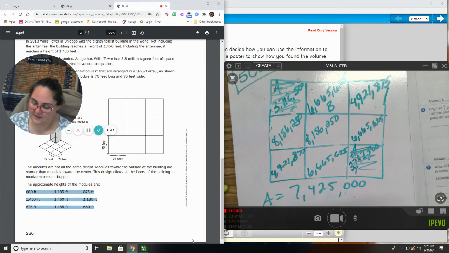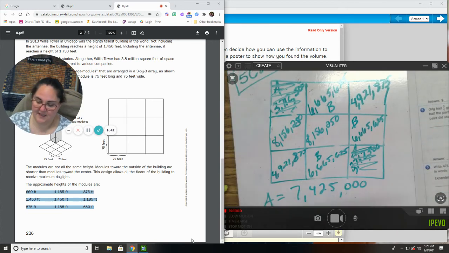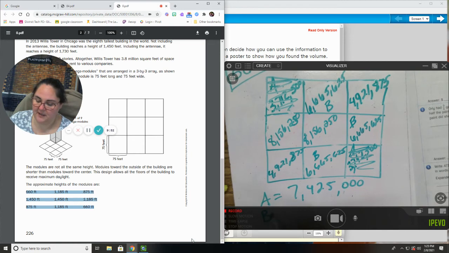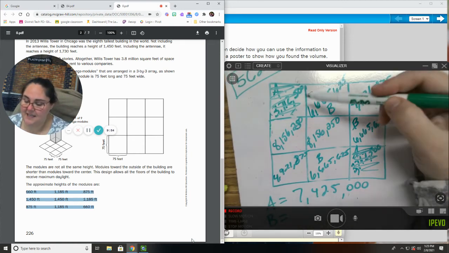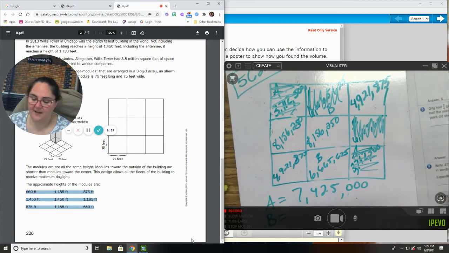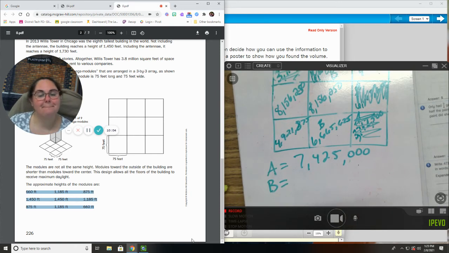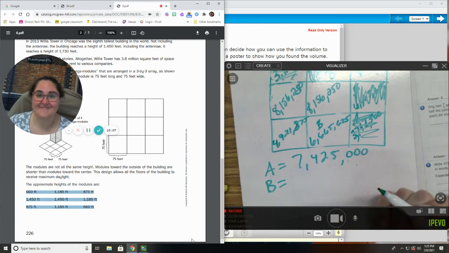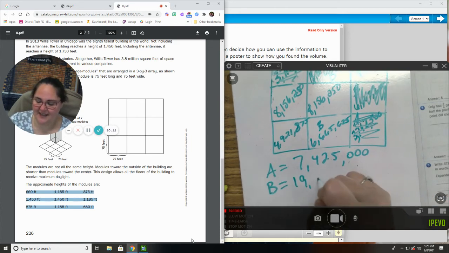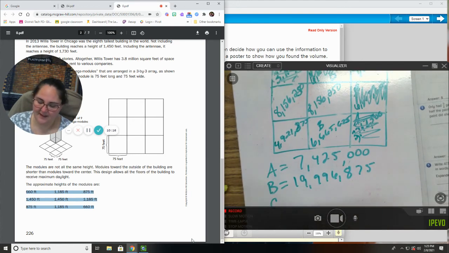All right. Height B, I have 1, 2, 3 heights to that height. So I'm going to multiply that by 3. So B would equal what? Take this number, 6,665,625, times 3. What did you get? 19,996,875. All right, box B's are done.